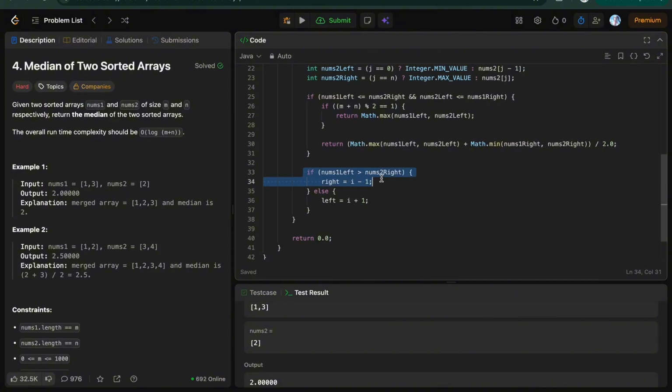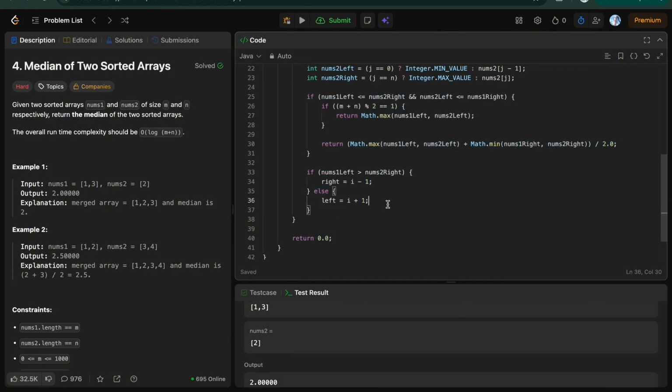Now, this part right here specifically: if nums1 left is too large, that means we took too many elements from nums1, right? So we have to move the partition left. And this one means that if we did not take enough elements from nums1, we have to move the partition to the right. Which is why there's a -1 and a +1. And finally, this line is only here because Java requires a return. For a valid input, we should find the answer within the loop.